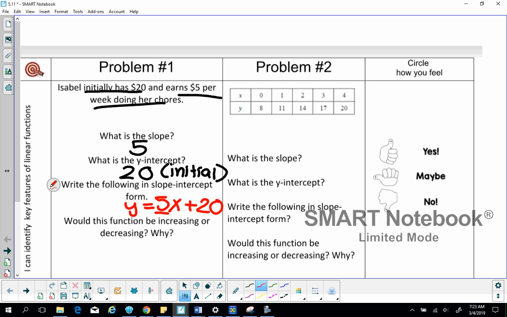And then is this function increasing or decreasing? Why? Good, because you're adding 5. So it's increasing because you're adding 5. And also, she's getting more and more money, right? So because you're adding 5 each week, and your slope is positive.